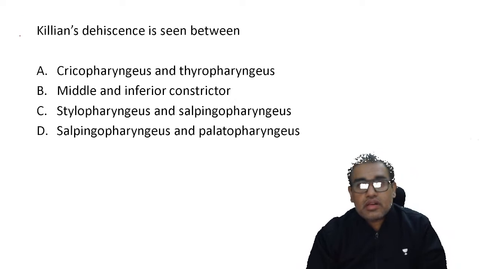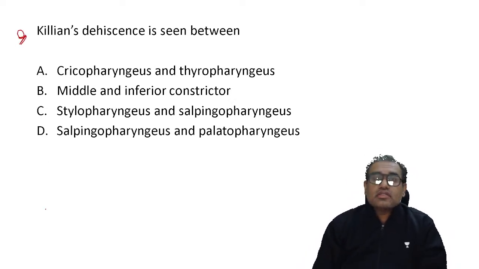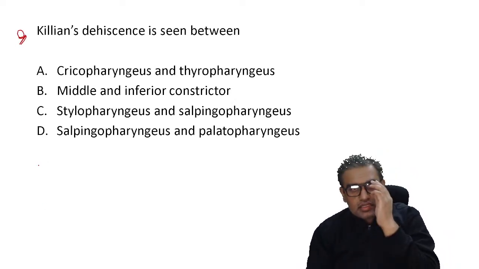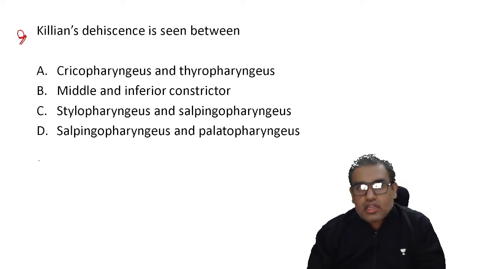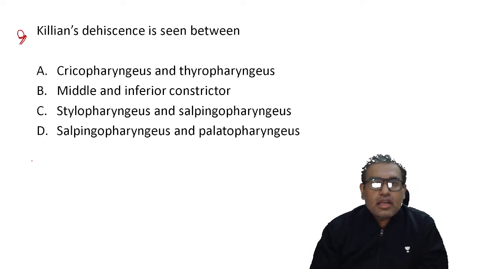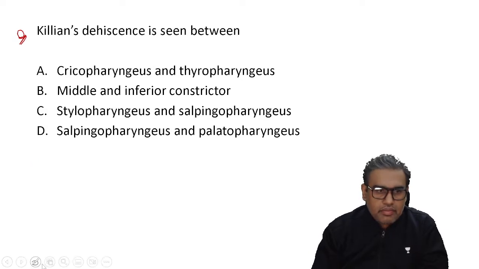चलो एक बार बताओ. Repeated question है भैया. Killian's dehiscence. Killian's dehiscence is seen between. कहाँ मिलता है ये? It is seen between cricopharyngeus, thyropharyngeus, middle inferior constrictor, stylopharyngeus, or salpingopharyngeus, palatopharyngeus. Not very difficult. Often repeated question है. I don't think you need much time for this.